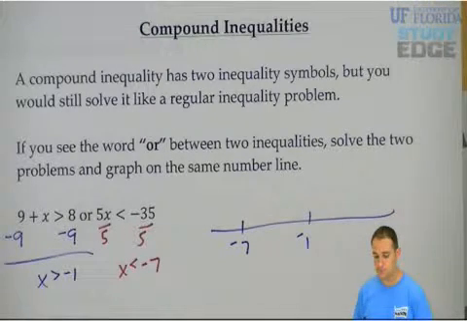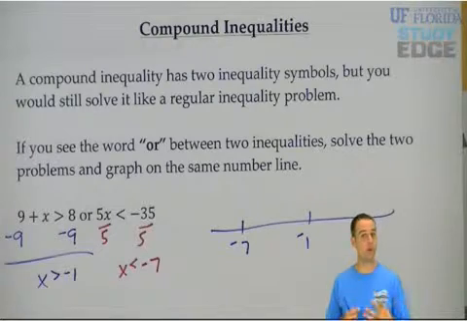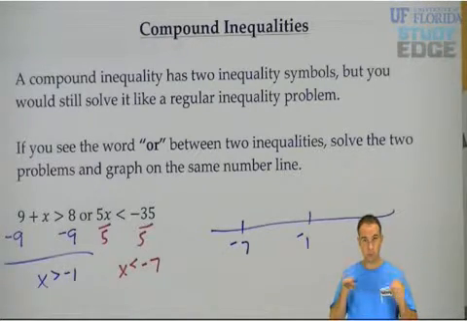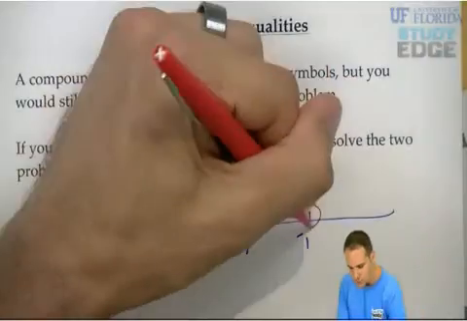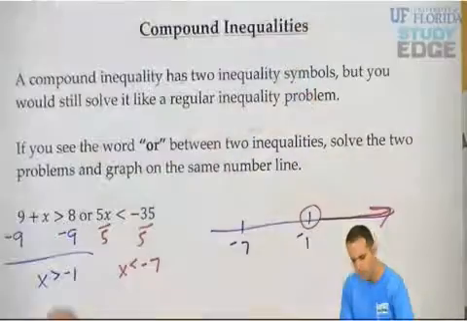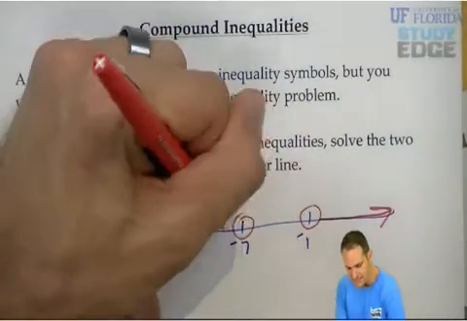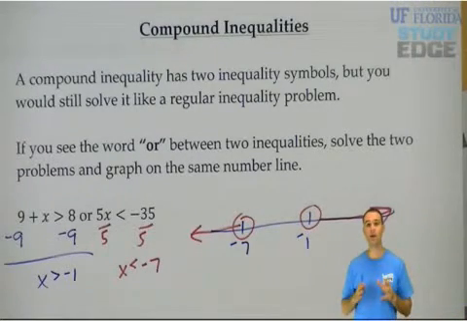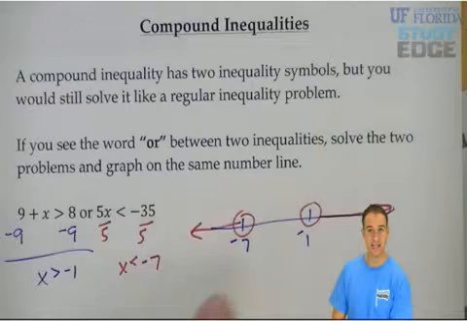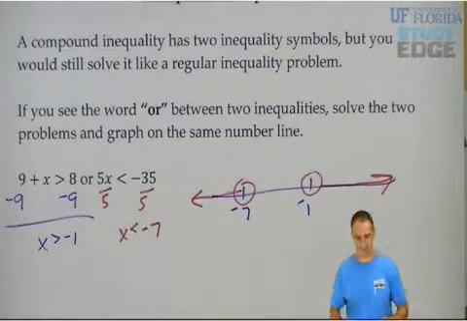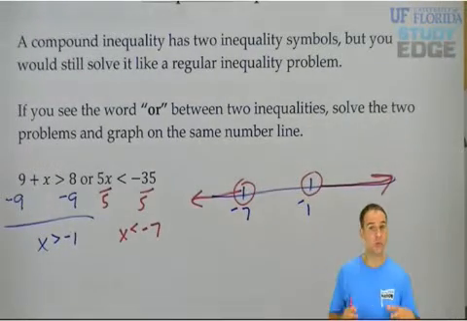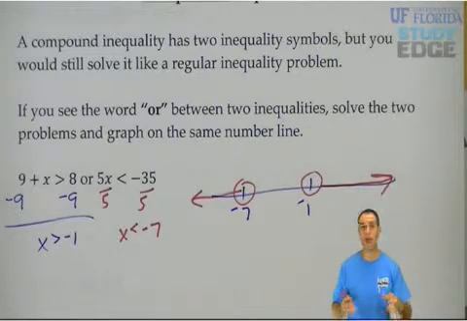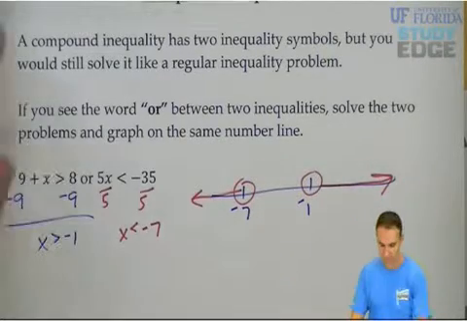Open or closed? Well, in this case, they're both open because nothing is equal to x. Negative 7. So if you see the word or, solve them both and put them both on the number line.